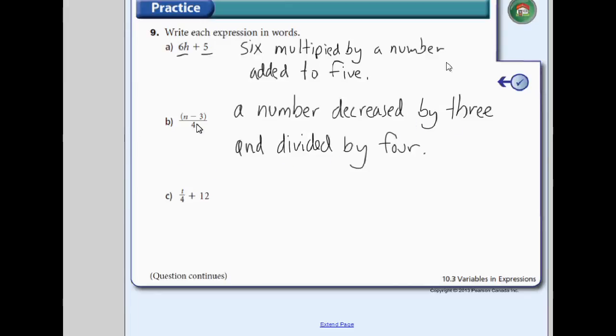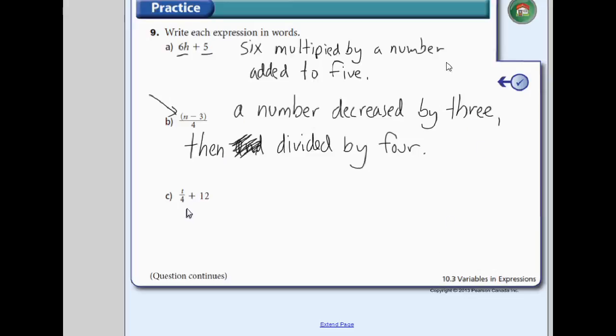So in order to make sure we do a number decreased by 3, we would have to add a word to describe the brackets here, or the fact that they're on top, which would be a number decreased by 3, then, not and, we would write then divided by 4. Okay, that tells us that first we have to do a number decreased by 3.